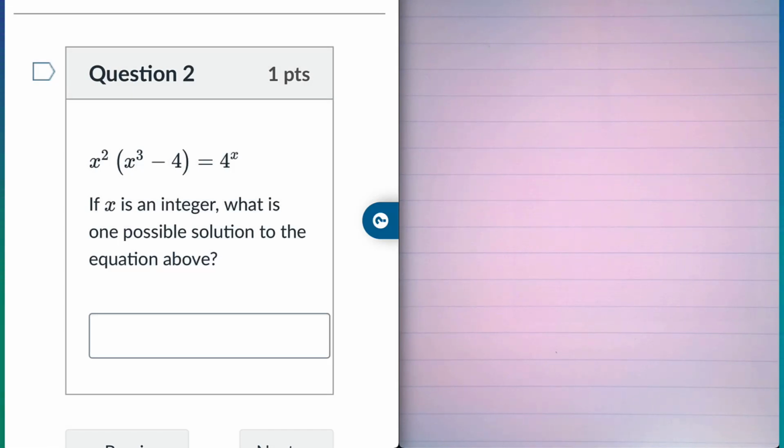So here we need to find the value of x, because what's the one possible solution to the equations above? Okay, so you might wonder, if you don't use a calculator, well, nowadays with the digital SAT, you can use a calculator. Sure, you can put in decimals during the test and then find the x.